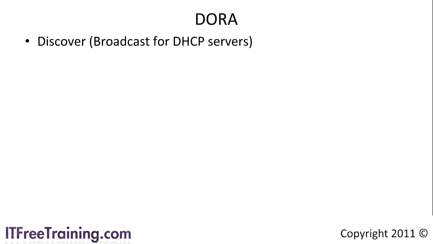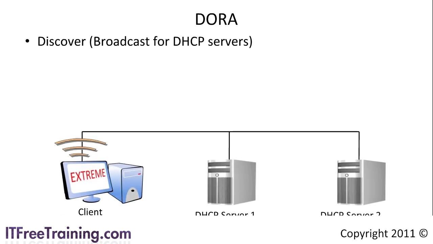IP version 4 of DHCP uses what is called the DORA process to obtain IP configuration from the network. The first step in DORA is Discover. In this step, the client sends a broadcast on the network that all clients on the network can receive. With IP version 6, broadcasts are a thing of the past, so make sure you understand the DORA process only applies to IP version 4.